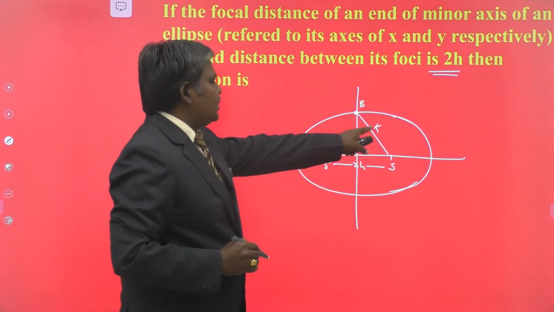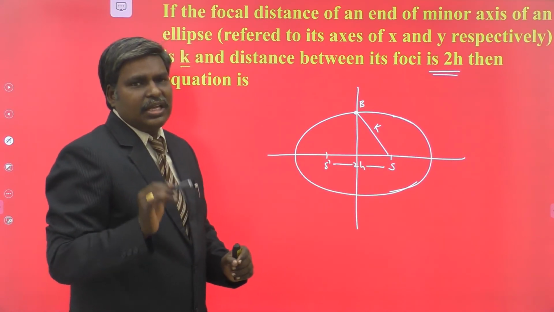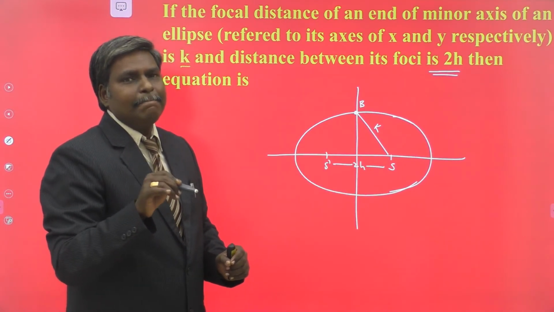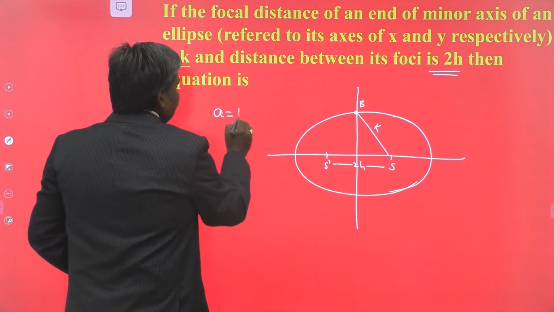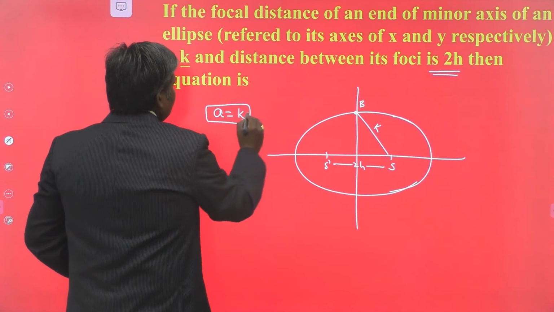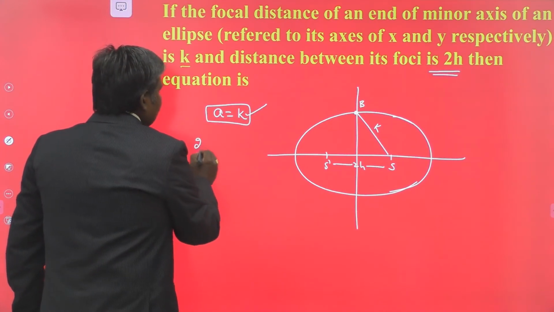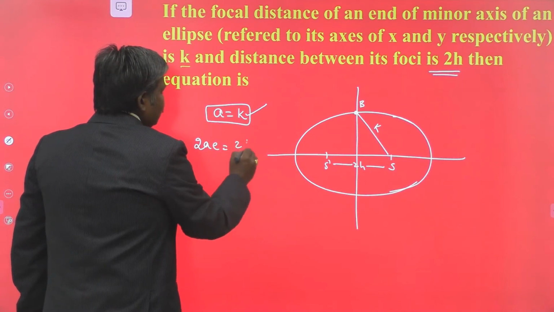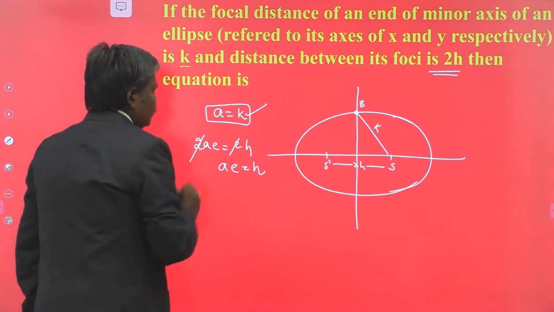Now my dears, is it clear or not? The focal distance of the end of the minor axis is always equal to the length of the semi-major axis. So the value of A is indirectly given to you, that is K. A is K. And the distance between the two foci is also given to you. What is that? 2AE is equal to 2H. 2 gets cancelled, you have AE is equal to H.